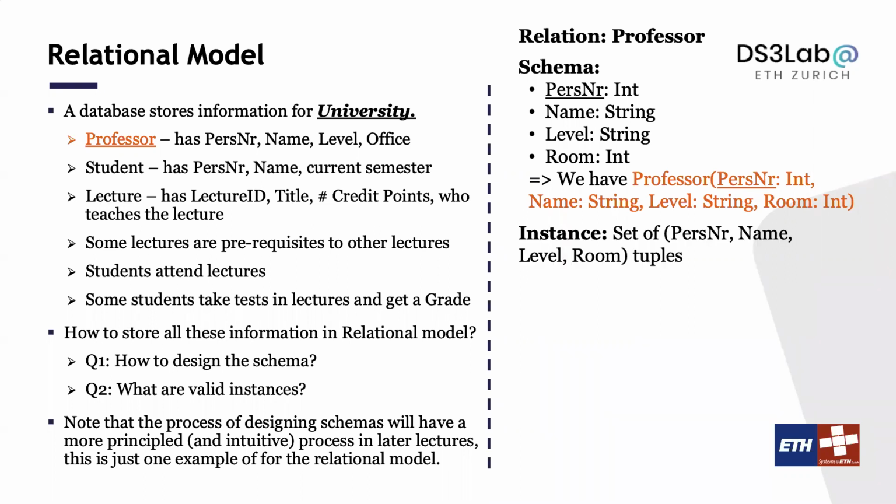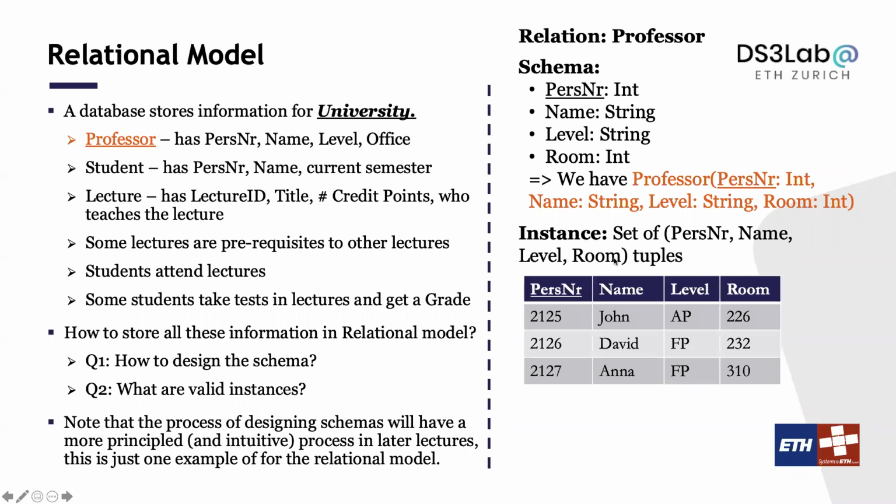So the instance of this relation is a set of tuples. Each tuple will have a shape that looks like this. It will have a personnel number, the name, the level, the room. And this is one example, okay? Here you can see we have 3 different tuples in this instance. One tuple has personnel number 2125, here's the name, here's the level, here's the room. It satisfies the domain constraint, so we are happy.